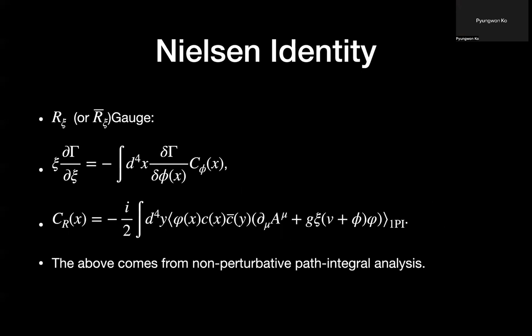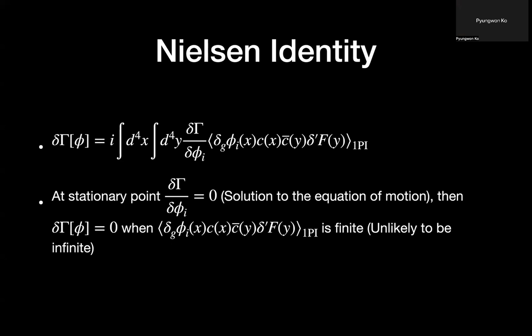Hello, one question. In the first line, you have delta gamma over delta phi I. What is the x and y dependence of the numerator and denominator? The gamma is a function of phi, so it does not include any x or y. But for this phi, it depends on x. And in the bracket, the delta prime f y, and f is some other operators.